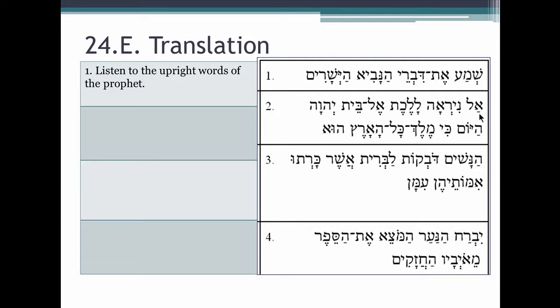Number 2, al. Okay, bells should go off in your head. Al, do I have a volitive form lurking nearby? Well, yes, we do. We have al, then we have nira. So we have nun. Could that be a prefix? Well, sure. Prefix, that nun, that's possible. Discernible lemma, yep. So you might be thinking, I have a first common plural imperfect from yara. Well, that would be okay, except for the cohortative hey attached at the end. That tells you it's a cohortative. First common plural cohortative, and it's negated. So do not, let us fear, or let us not fear, let us not be afraid.